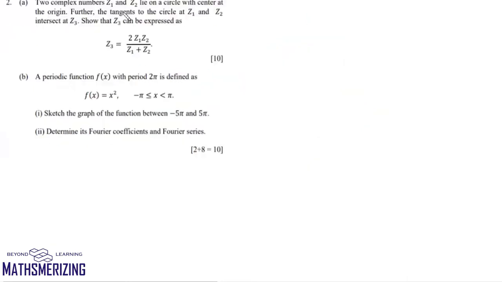Now question number 2a is: two complex numbers z1 and z2 lie on a circle with center at origin.